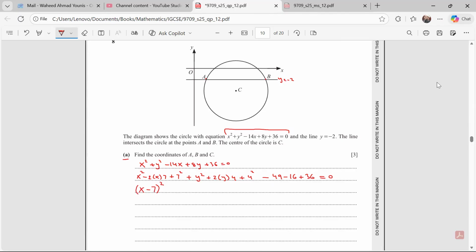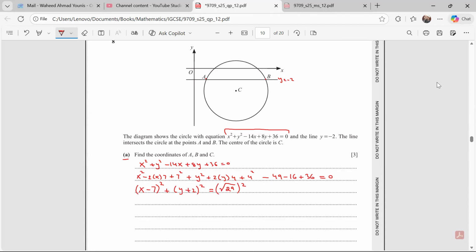Similarly, next, this is (y plus 2) squared. Okay, and all these terms, 36 minus 49 and minus 16, it is minus 29. I will take it on the other side. It will become plus 29. I will write it as square root of 29, and then it's squared.